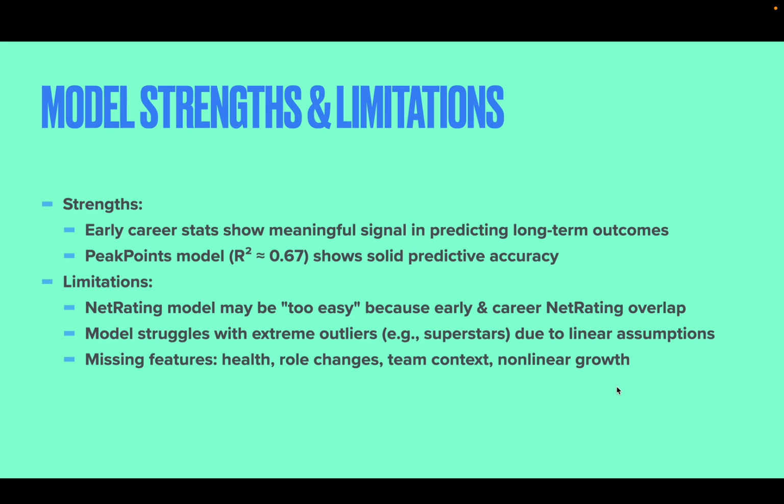The model struggles with extreme outliers, so superstars, due to linear assumptions and just missing features. So health, role changes, just team context. Maybe you're the number one scorer on one team, but you get traded and now you're the number 3 scorer, and just non-linear growth with players that come in and end up becoming superstars.